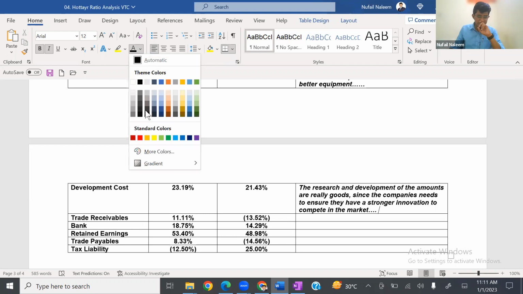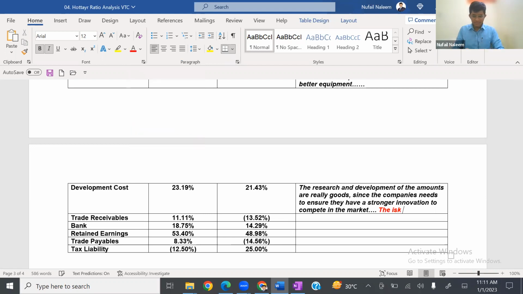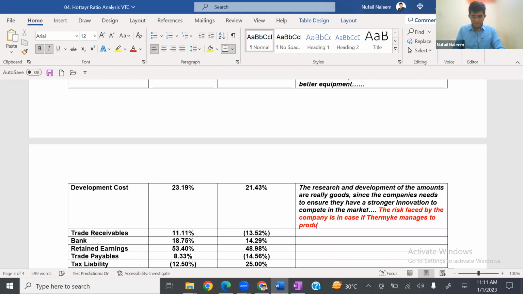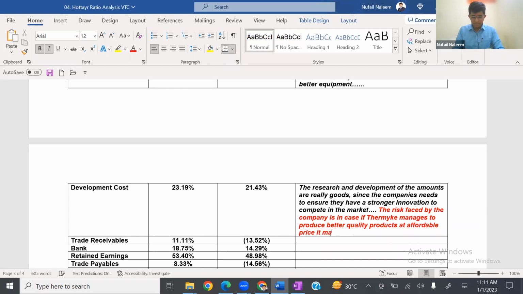So the biggest challenge, in simple language, is the risk. The risk faced by the company is, in case Thermwike manages to produce better quality products at an affordable price, it may have a direct impact. Students, I believe this explanation is very clear for you all at the moment. Thank you, sir.